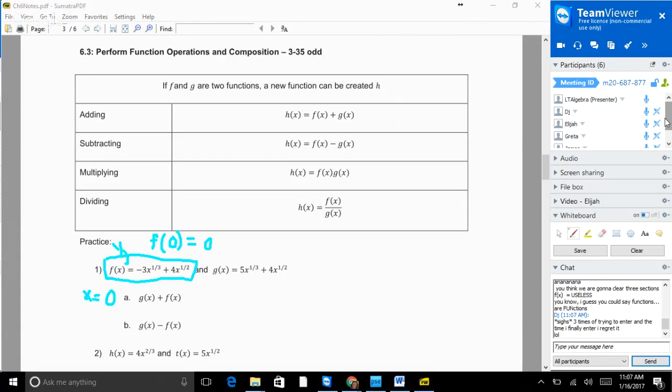Yeah, so technically the definition of a function is a relation for which each input has exactly one output. So that's what makes it a function versus just y.